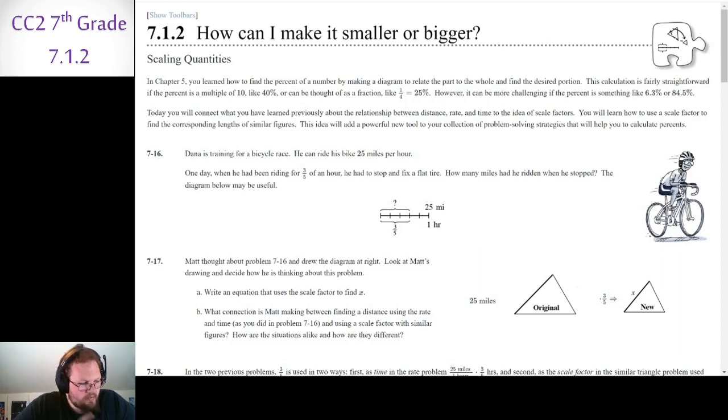So we're going to start off with 716. It's got Dan is training for a bicycle race. He can ride his bike 25 miles in 1 hour. One day he'd been riding for 3/5 of an hour and he had to stop to fix a flat tire.